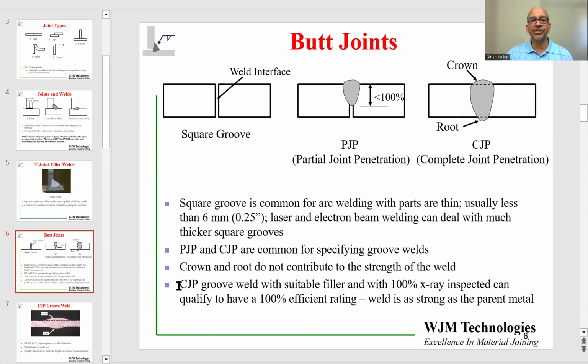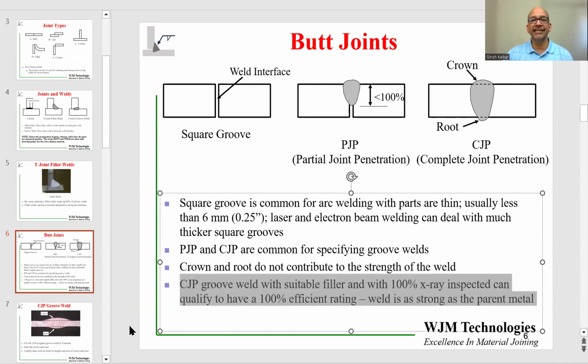One of the unique aspects of CJP groove welds is that once they are made with a suitable filler and they are 100% inspected, so there are no defects on the inside, they can get a 100% efficiency rating. What that means is you can assume at that point that the weld is as strong as the parent metal. CJP groove welds made in such a way are the only joints which can get that 100% efficiency rating. All other joint designs will have less than 100% efficiency. And that fact has to be taken into consideration when the analysis is done for those welds.